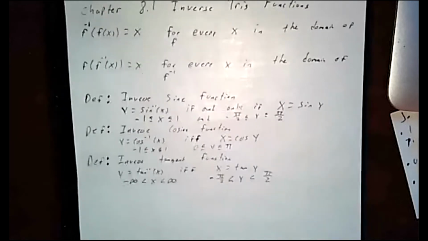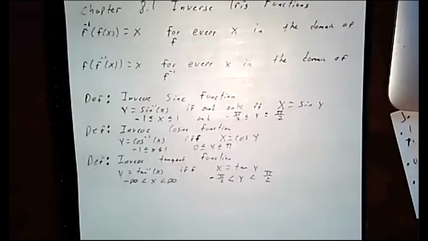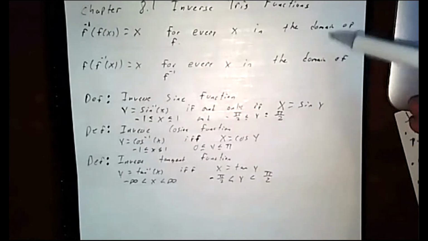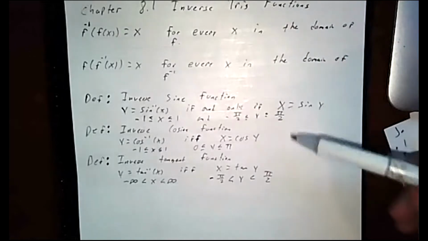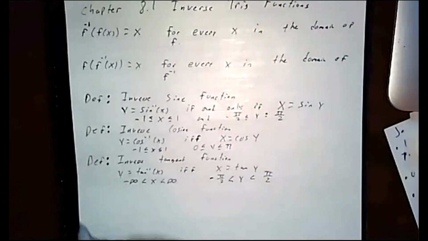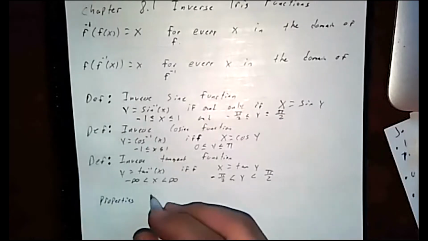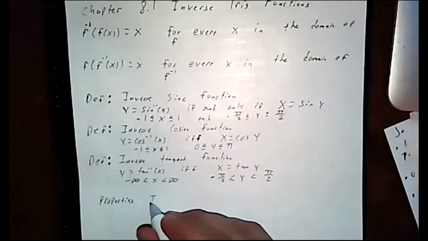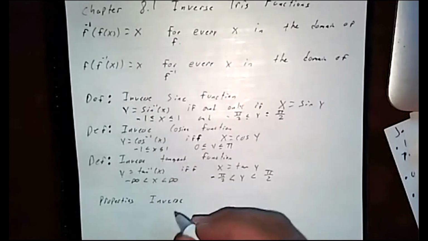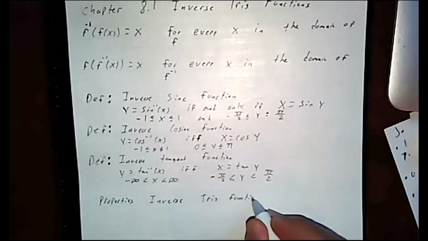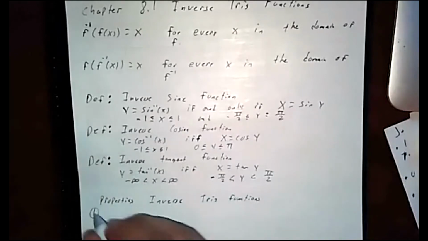Okay, sorry about that. And I'll give you a picture as to why. But here, let me give you the properties before we start. So here are definitions. The first part is a requirement for something to be an inverse. Then the definitions of sine, cosine, and tangent inverse. And here are the properties of inverse functions.